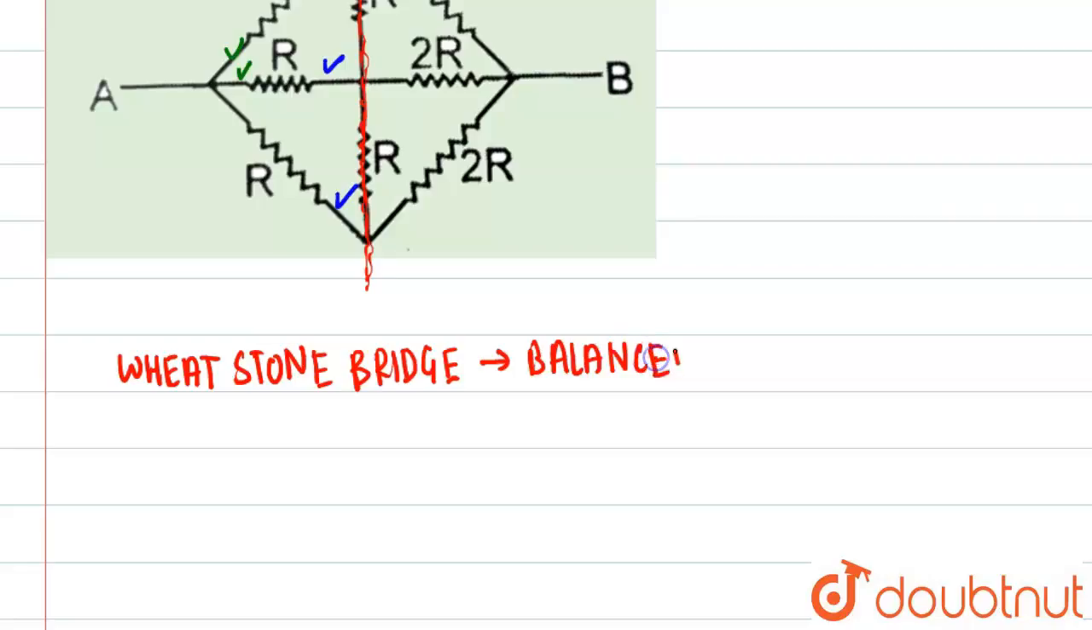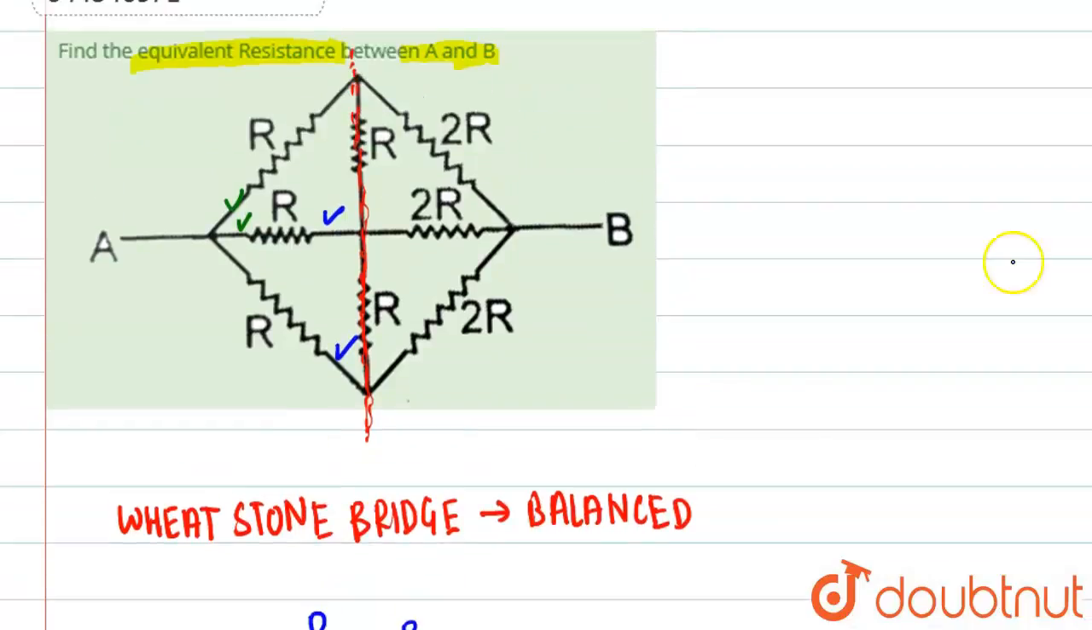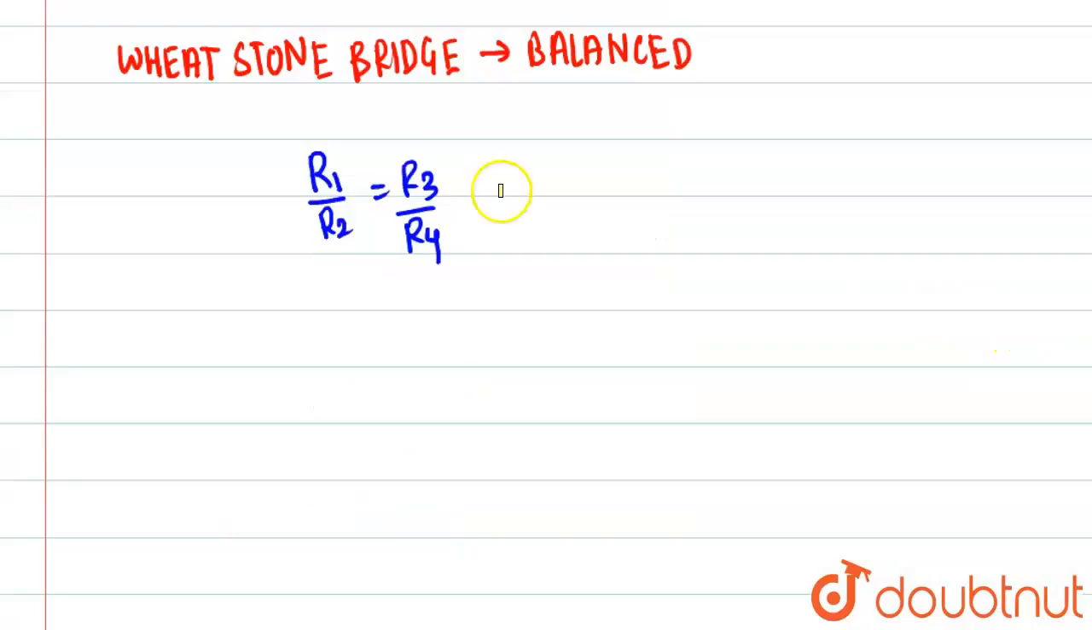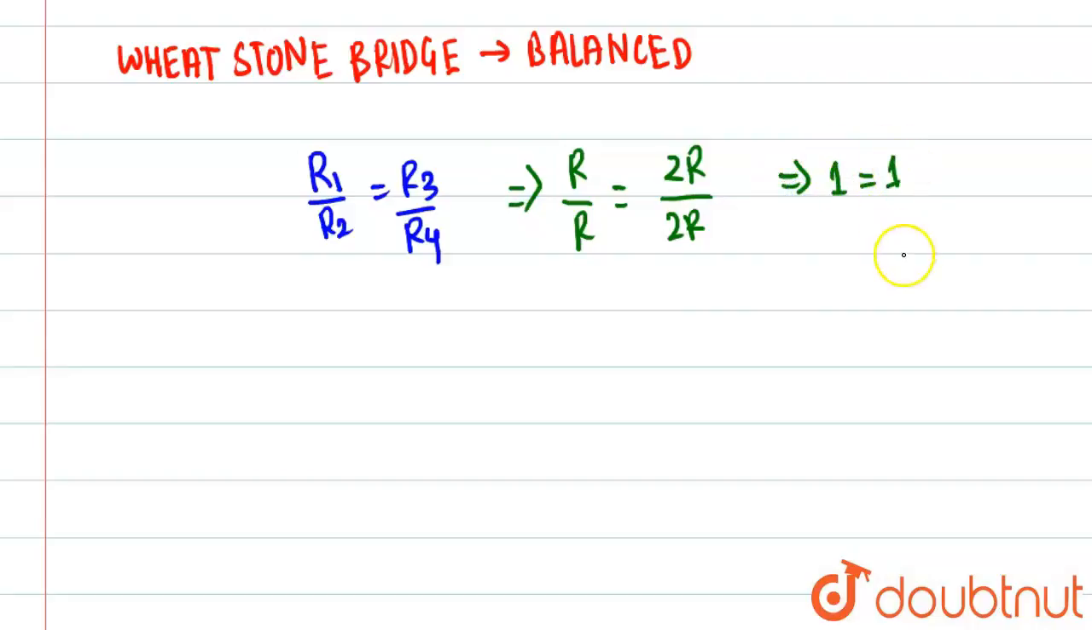If we remember the Wheatstone bridge concept, R1 by R2 must be equal to R3 by R4 for a balanced Wheatstone bridge. So if we see the top circuit firstly, this part of the circuit, if we consider these two branches only, then R1 will be R and R2 will also be R. R3 will be 2R and R4 will also be 2R. If you see properly, you will get 1 equal to 1, which is absolutely true.